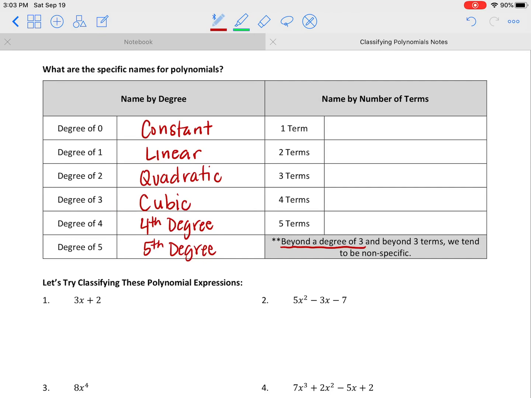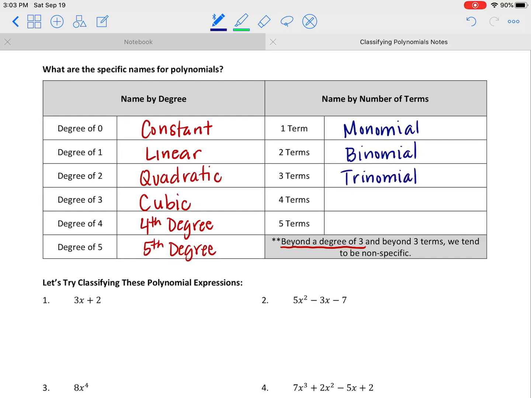Okay? Now if we have a certain number of terms, again, we can be specific. So if we have 1 term, it's still a polynomial, but we can be specific and call it a monomial, or monomial, however you want to pronounce that. Single term. If it's got 2 terms, we can call it a binomial. Should make sense. If it's got 3 terms, maybe you're guessing, a trinomial.